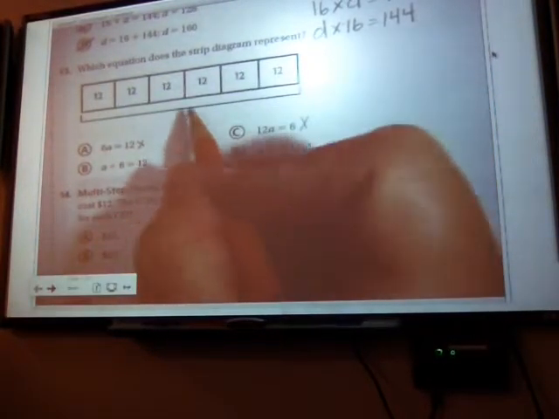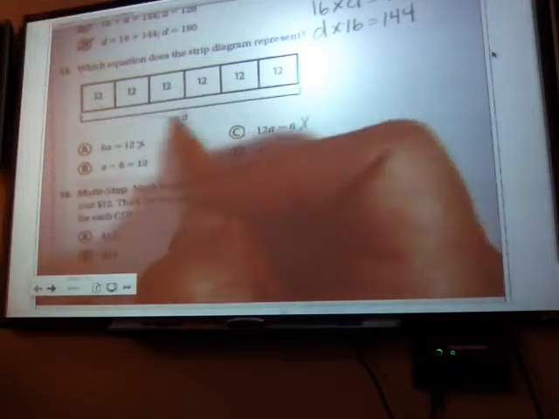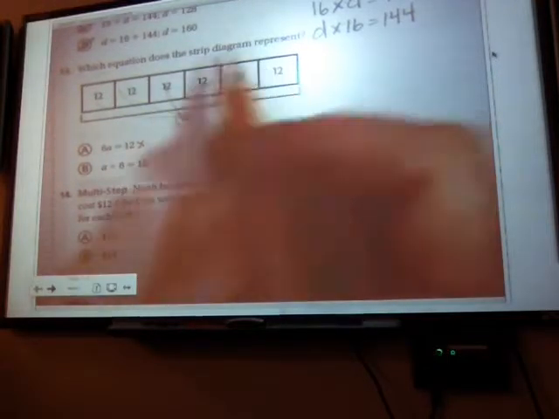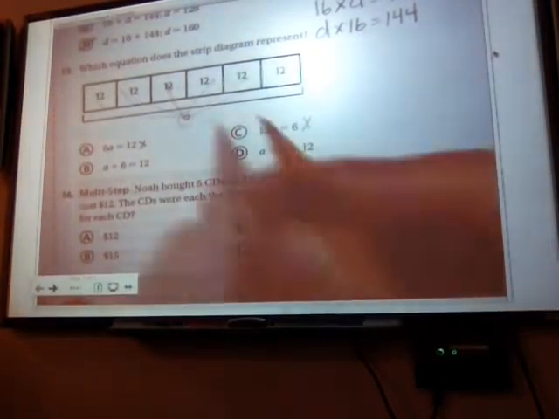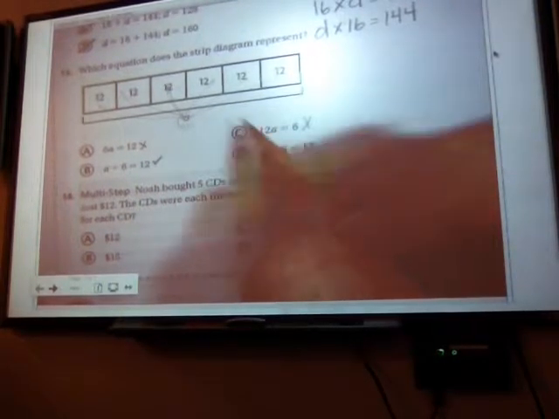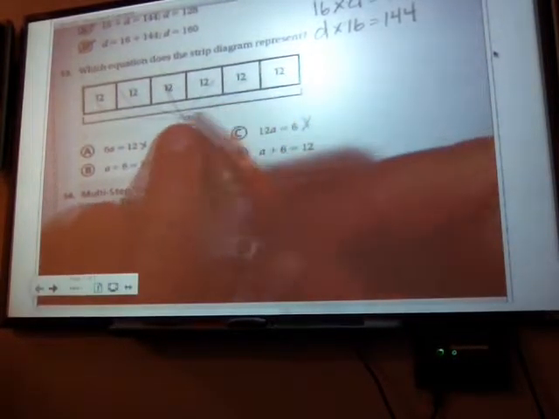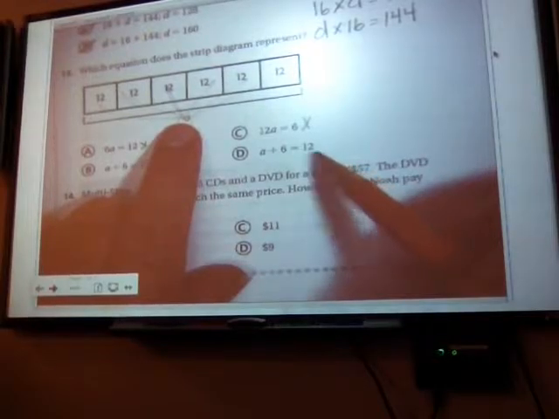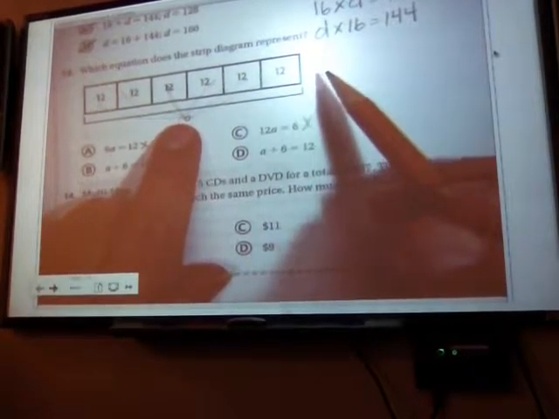B. A divided by 6. 1, 2, 3, 4, 5, 6. Is that going to equal 12? Yes, ma'am. A plus 6. Am I adding 6 to A one time to get me 12? Do I have anything happening one time?